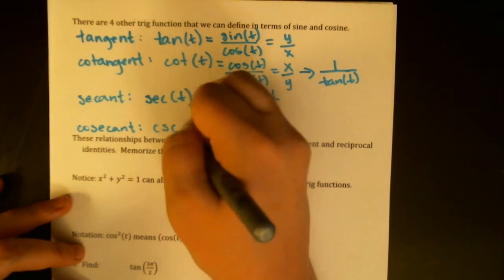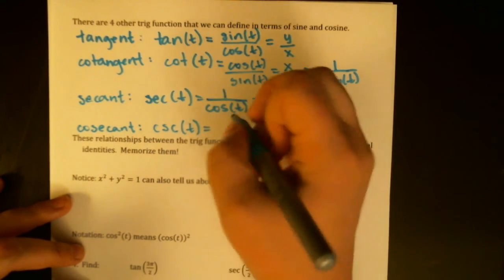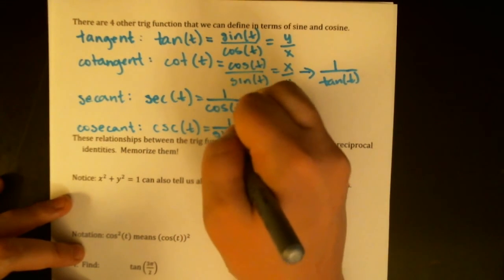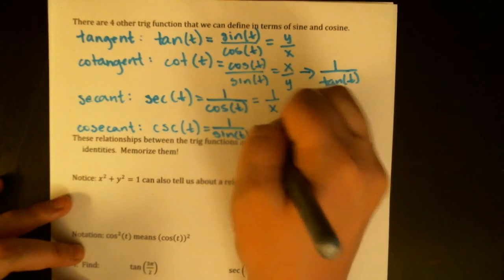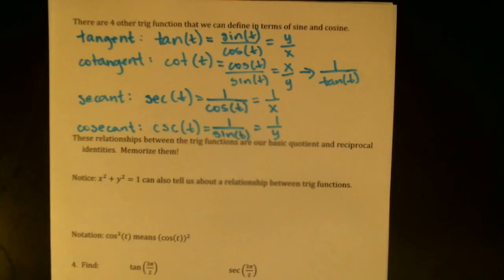Cosecant is abbreviated CSC of t, and it is the reciprocal of sine t. So it's 1 over your y value. Okay, so we have all these trig functions. Really, it boils down to mostly we use sine, cosine, and tangent, and sine and cosine are the really critical ones. If you know sine and cosine, you can get any of the others using these formulas right here.